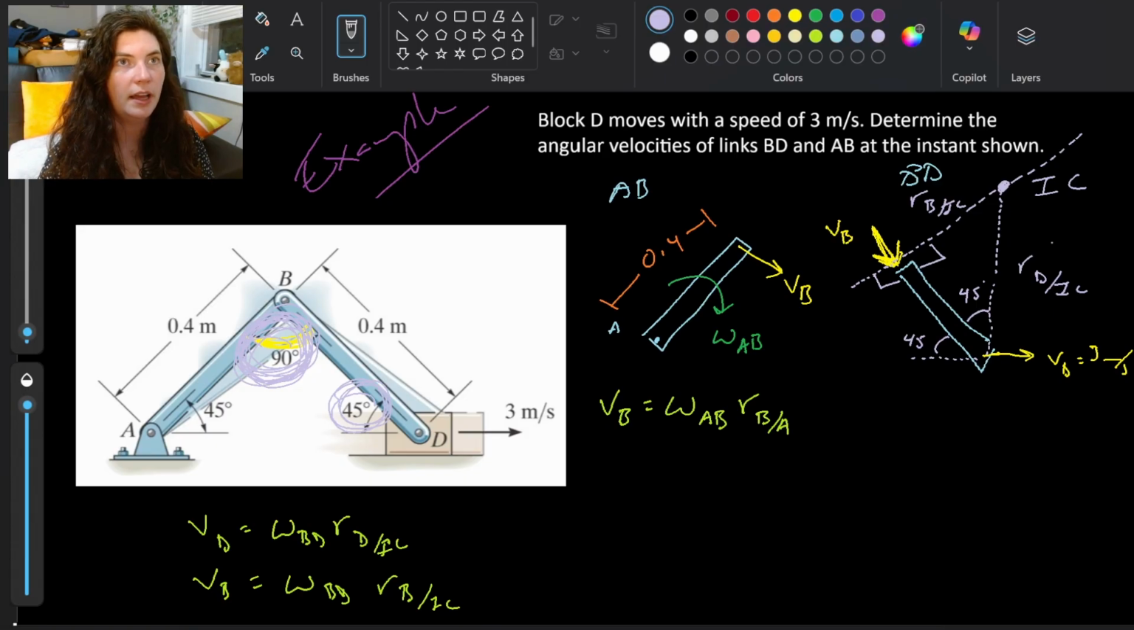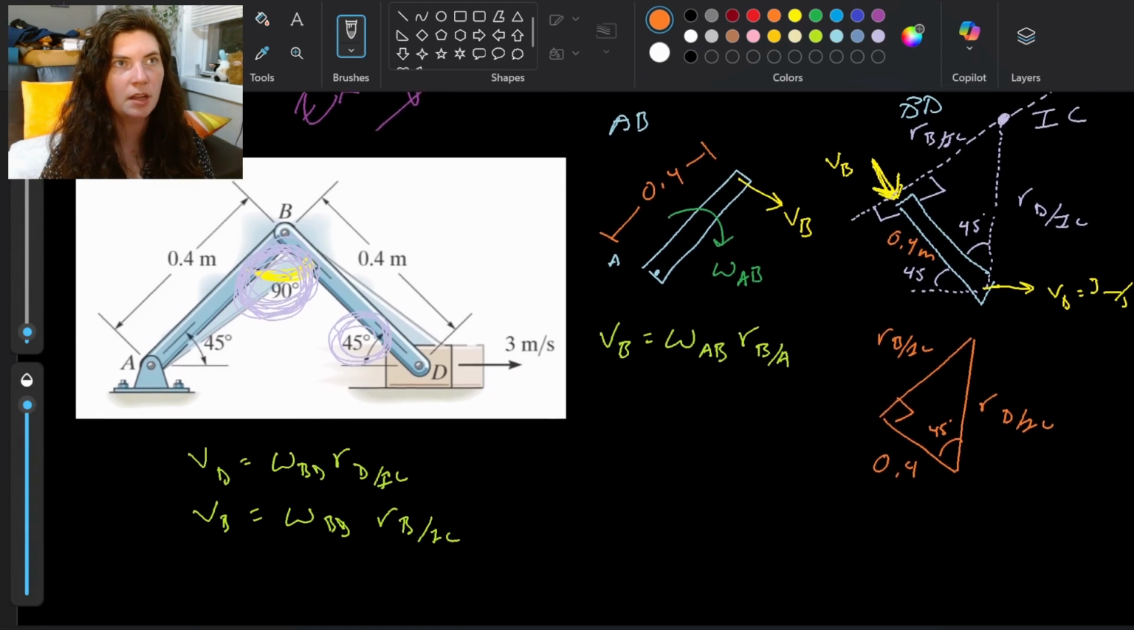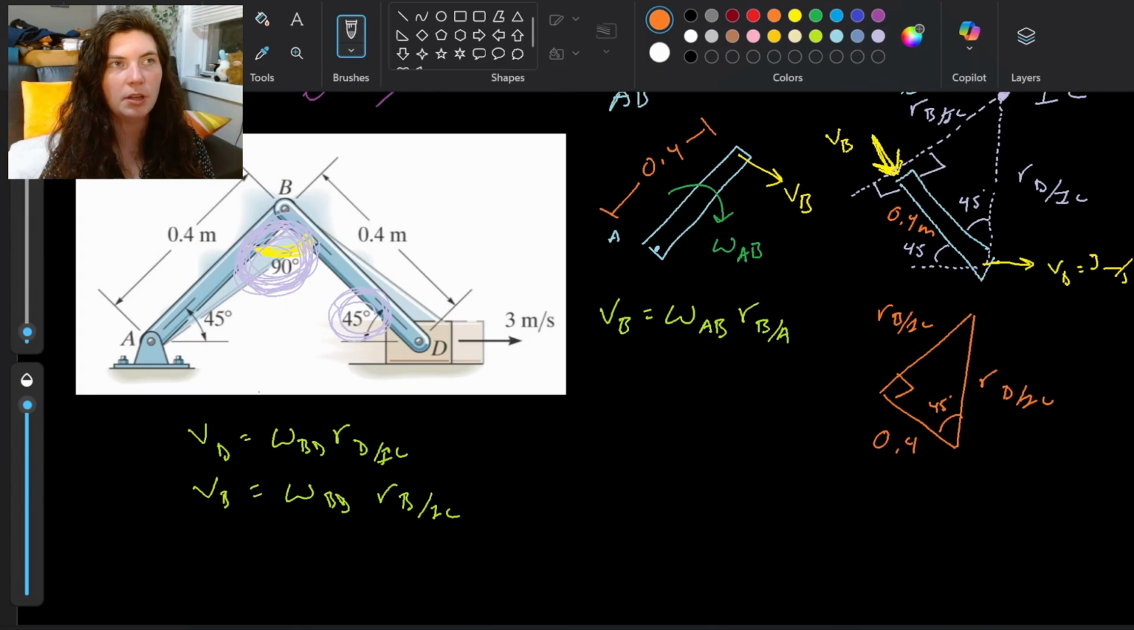And then of course I have that length. That length again is 0.4 meters. If I draw this as a cleaner triangle, I have a right angle here, I've got my 45 degrees, R_D with respect to IC, R_B with respect to IC, and 0.4. I want to find those lengths so I can plug them into my equations.